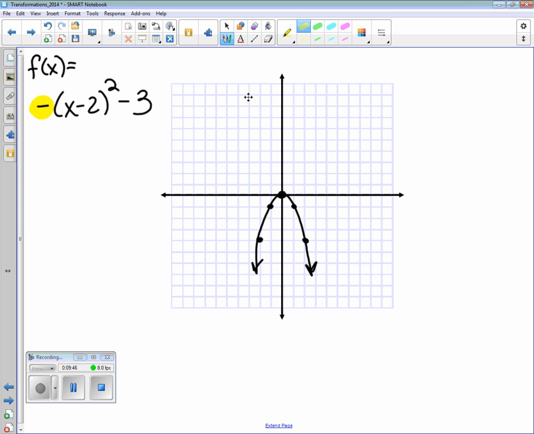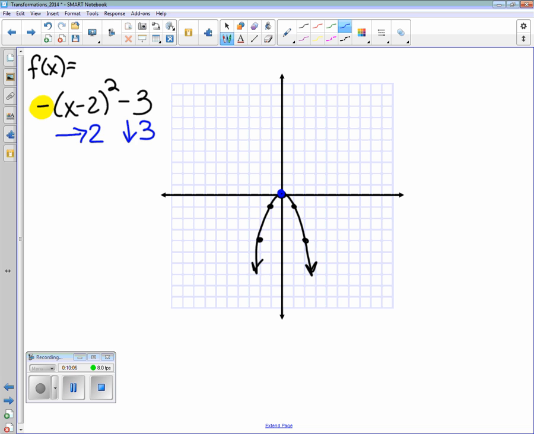On number 6? Yeah, 6, sorry. Okay, so number 6. So right 2, and then what else do we do? Right 2 and down 3. So from this upside down parabola, that's what we're going to do. We're going to move each of these points right 2 and down 3.